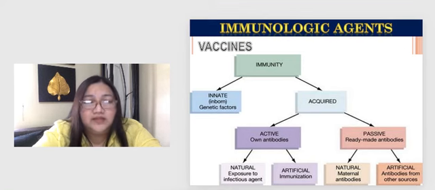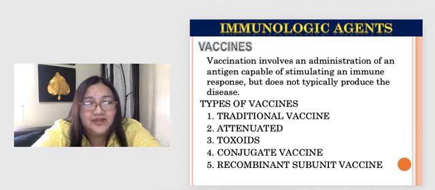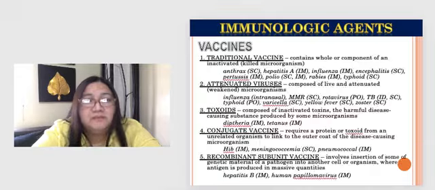Okay? So again, ito yung vaccine, no? You administer an antigen to be able to stimulate your immune system to produce your own antibody. What are the types of vaccine? Traditional, attenuated, toxoid, conjugate, recombinant. Ano-ano yung mga yan? Pag traditional, it contains whole or just a component of the inactivated microorganism, meaning patay.